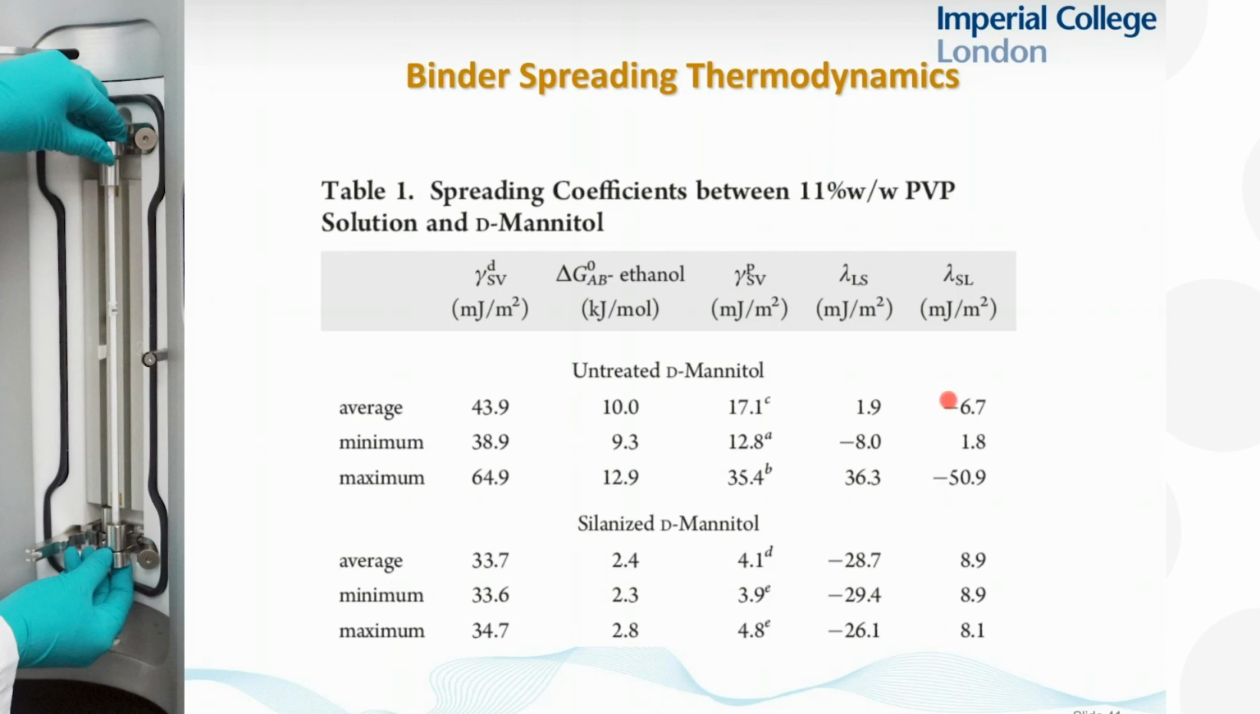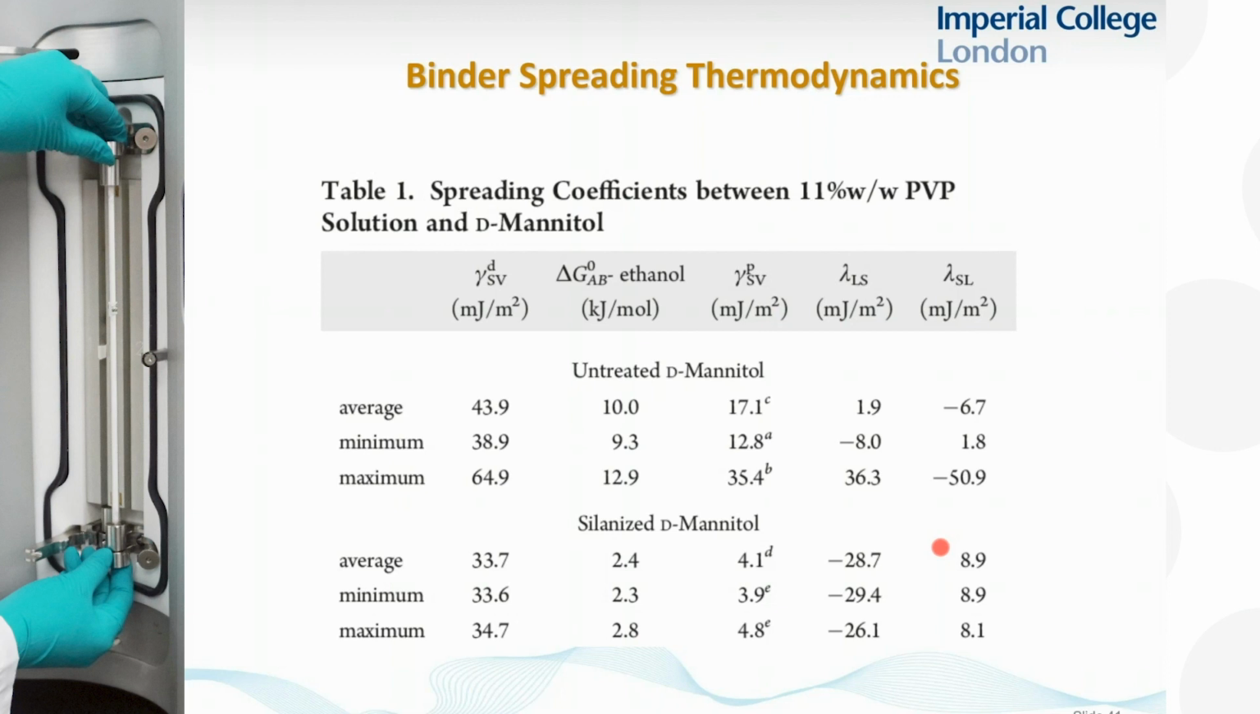Whereas for the untreated material, that's my hydrophilic material, the one that you would expect should be more facilitating, it is. And our average value of -6.7 says that for that particular material, my PVP solution will want to spread on it. So that's a solution that will be spreadable, and that would encourage granule formation. And the silanized material does not want to spread, so that would undermine our granulation process.